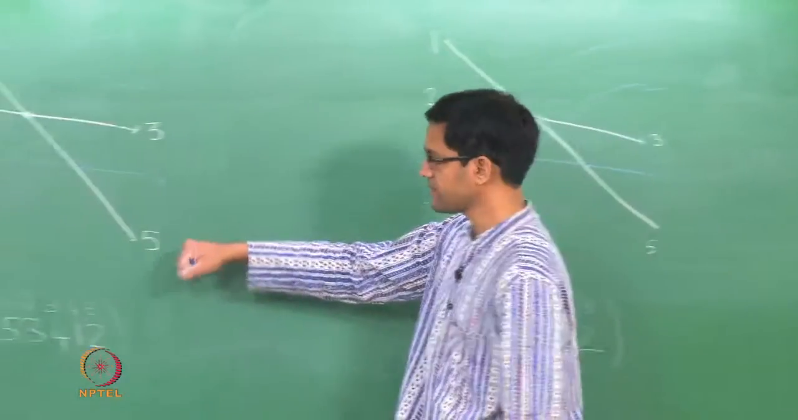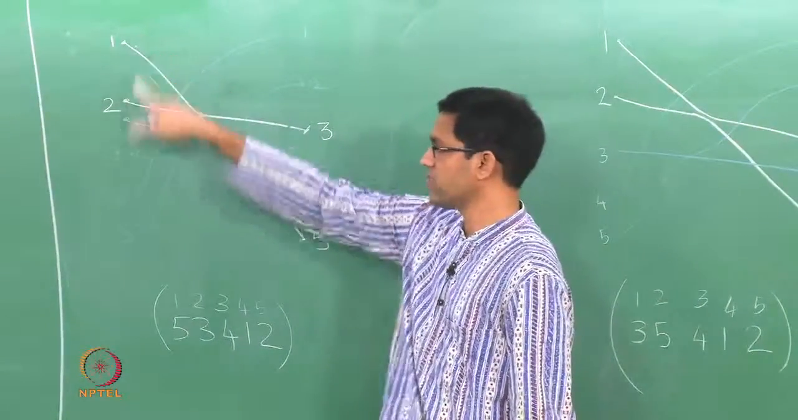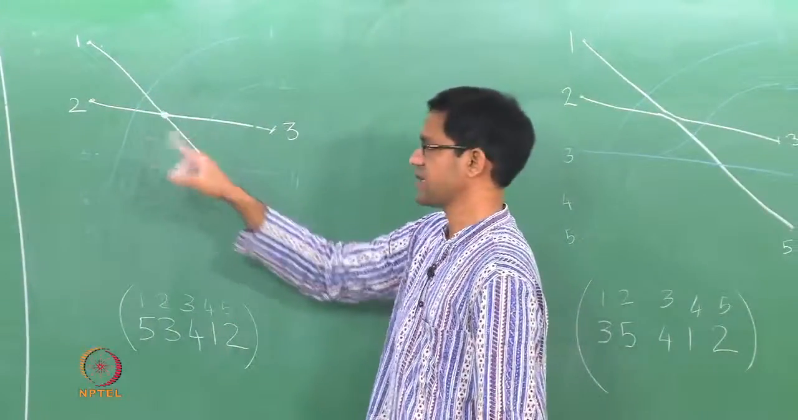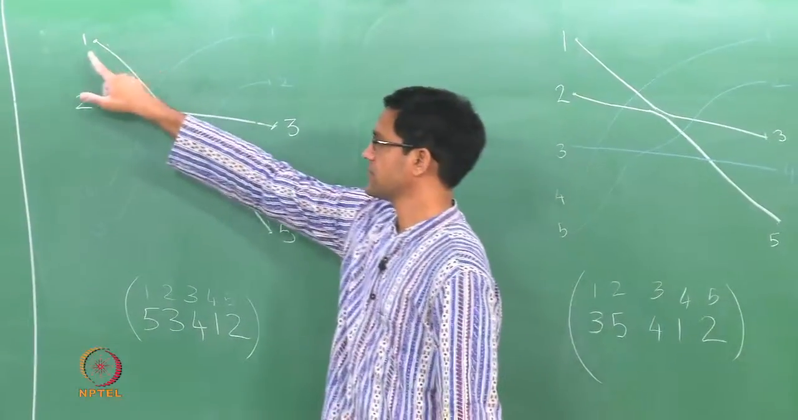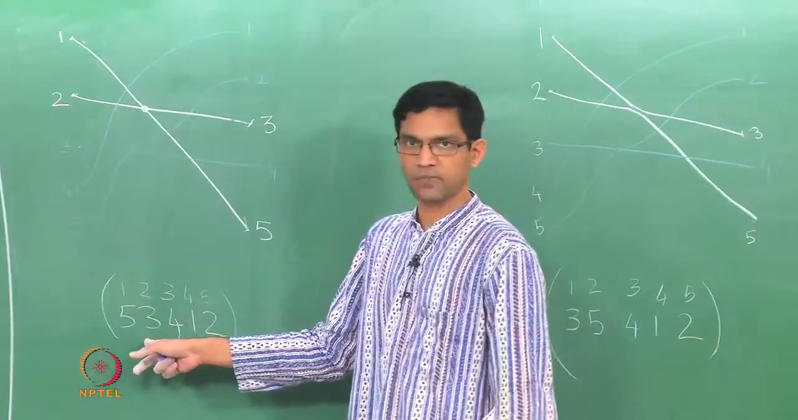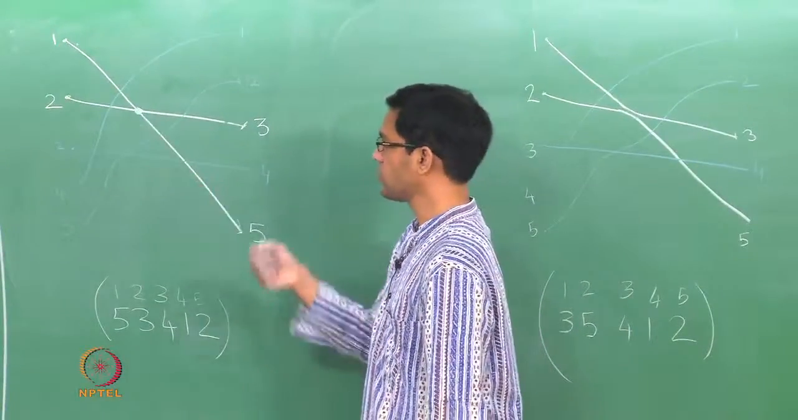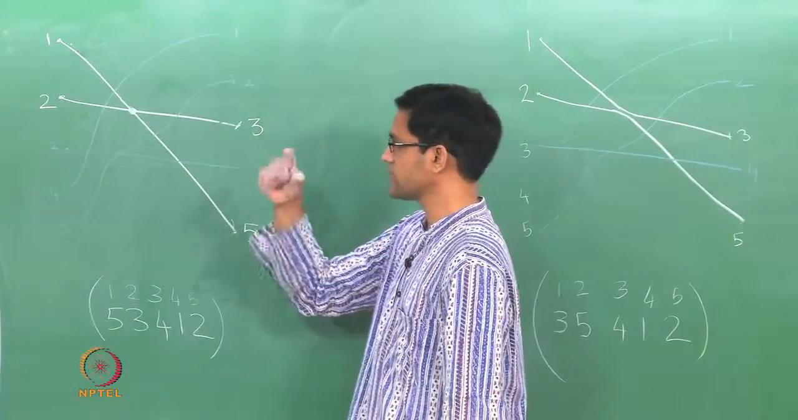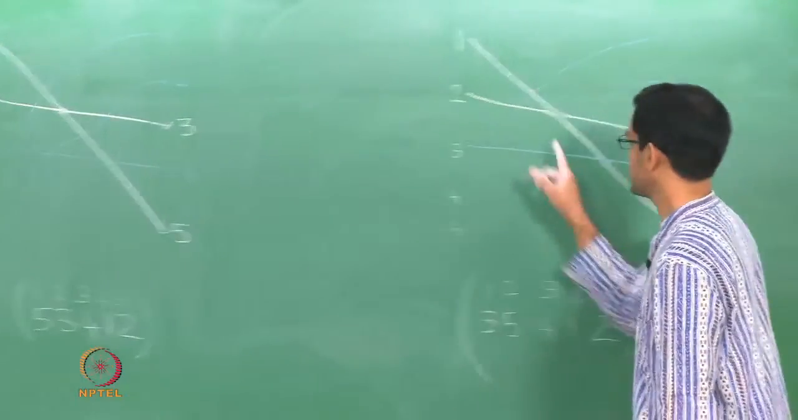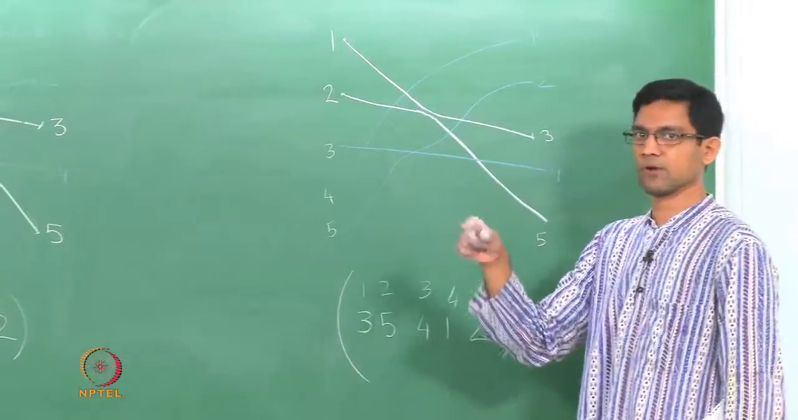You start with some crossing diagram, and the lines for 1 and 2, the 2 adjacent fellows which you say swap, if there is a crossing, which means that the number in the first place, in this case 5, is bigger than the number in the second place, which would lead to a crossing. If there is a crossing, what you do is you just remove that crossing by doing the procedure that we just talked about.